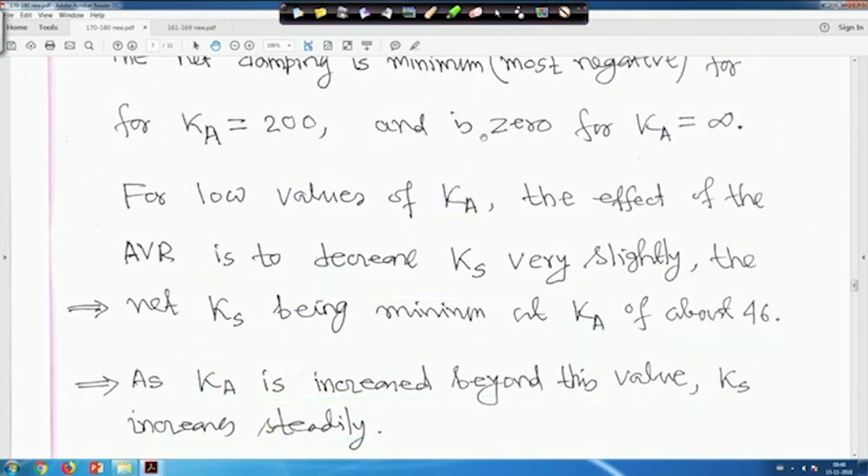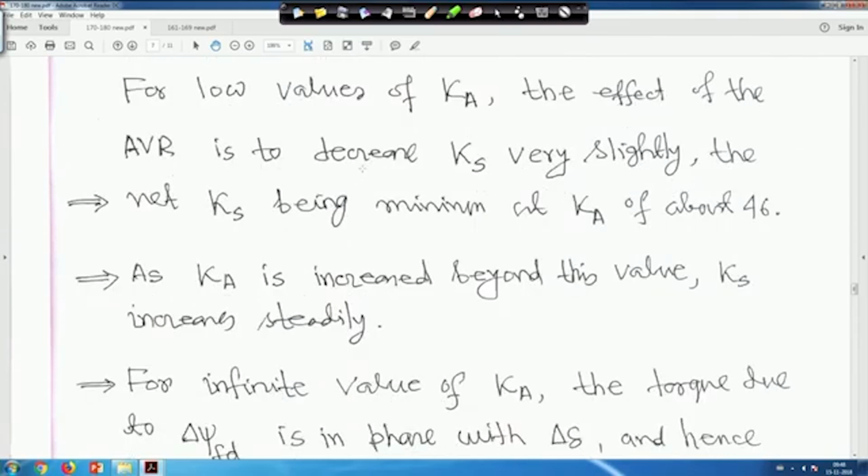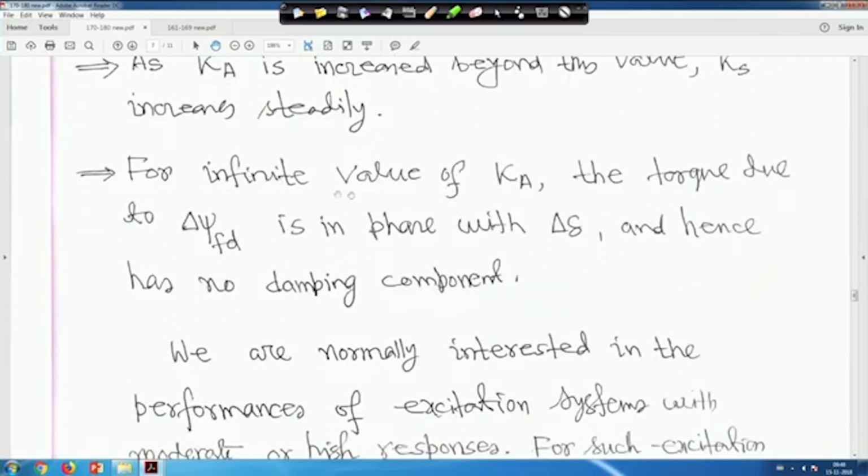Or graphically also you can plot and you can see this. In MATLAB you can easily plot, right. For infinite value of K, the torque due to delta psi FD is in phase with delta and hence has no damping component, right. So when K tends to infinity, the torque due to delta psi FD is in phase with delta and hence has no damping component.